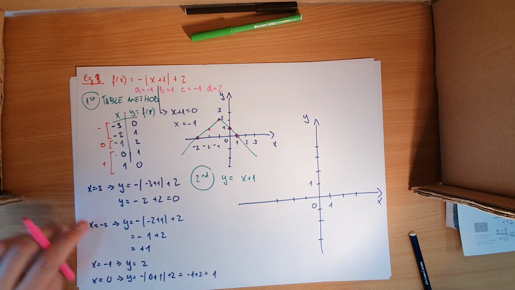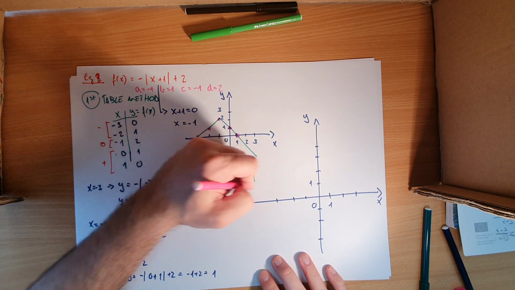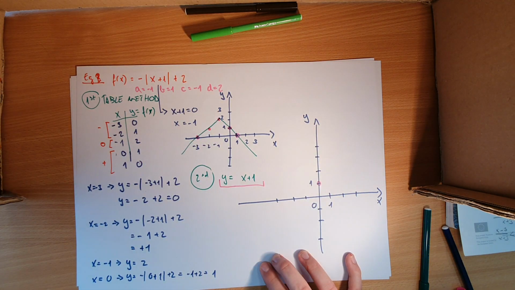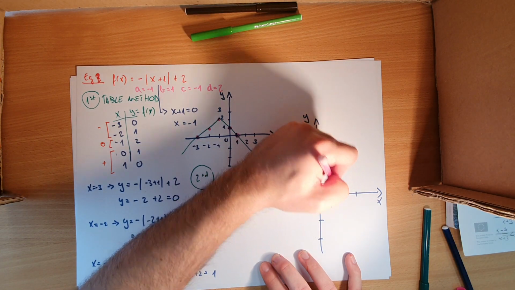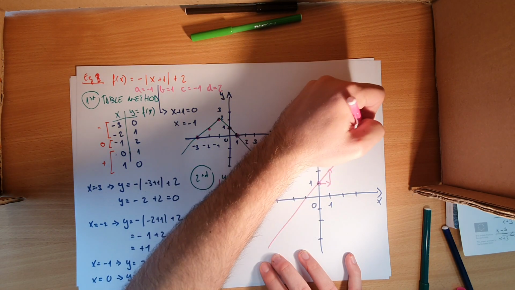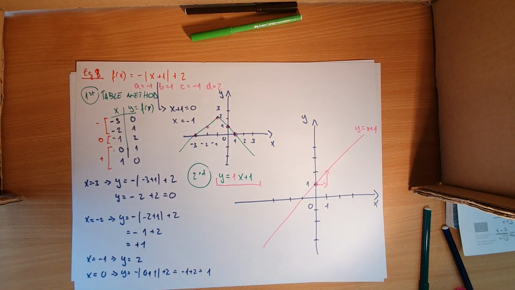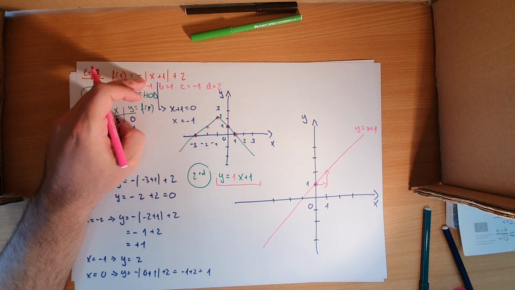Let me use different colors. So let me start with this color, okay? X plus 1. So the y-intercept is 1, the slope is 1, which means 1 to the right and 1 upwards. And this is y equals x plus 1. We have it. Let's apply the absolute value now.